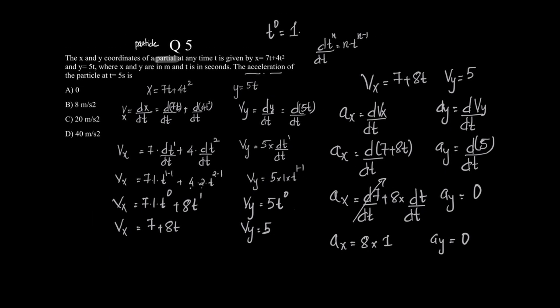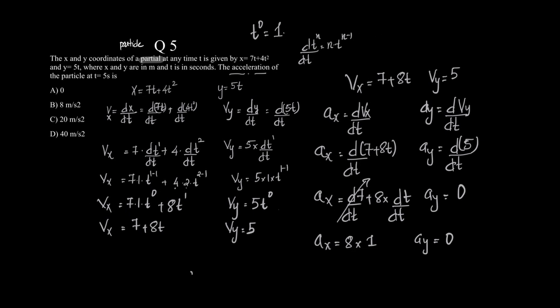Now what is A equal to? A will be root of Ax square plus Ay square, which is equal to root of 8 square plus 0 square, which is equal to 8, and therefore the answer is option B.